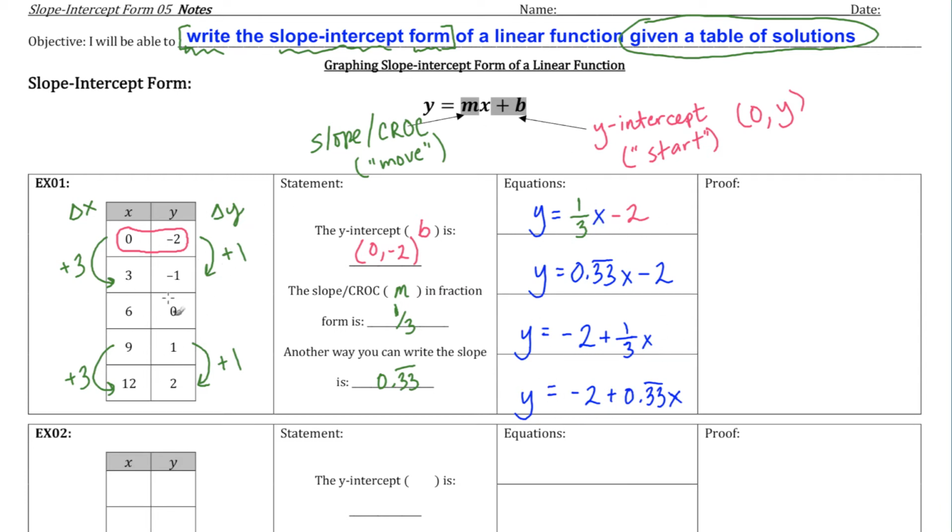Now, we want to prove that these, in fact, go with these solutions. We want to prove that these solutions make these equations true. All right, so let's just use one. I'm going to choose 9, 1. Remember that 9 is my x, my 1 is my y. So I like this first one: y equals 1/3 x minus 2. So this 9 is the x, it goes right here. And this 1, that's the y, goes right here.